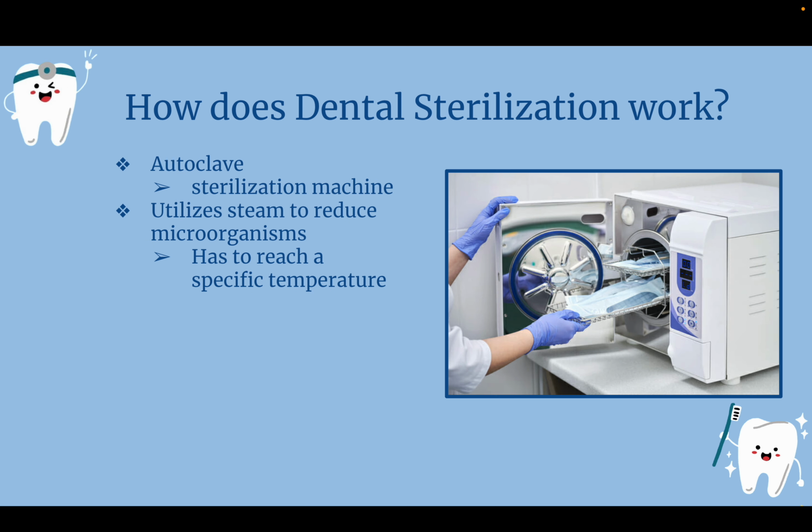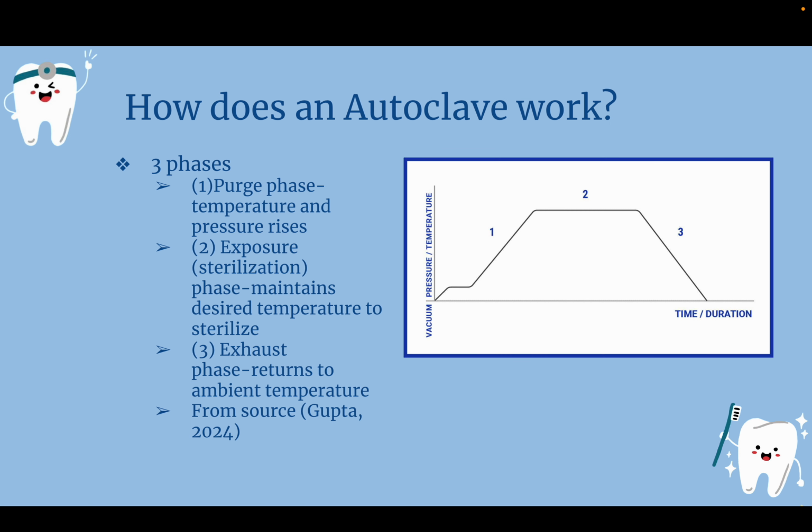So how does dental sterilization work? We use a machine called the autoclave, and it basically utilizes steam to reduce microorganisms. And it does this by reaching a specific temperature and maintaining that desired temperature until it provides a lethal effect of microorganisms. So how does an autoclave actually work?